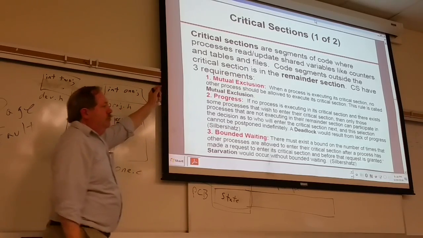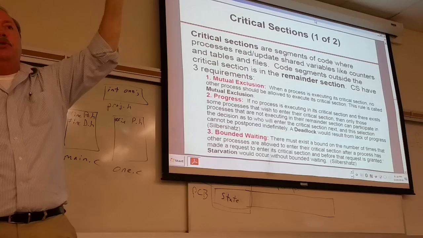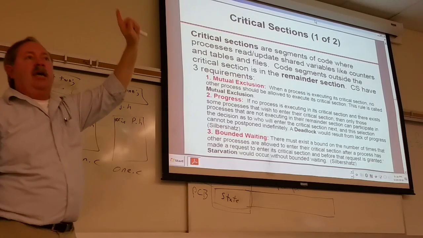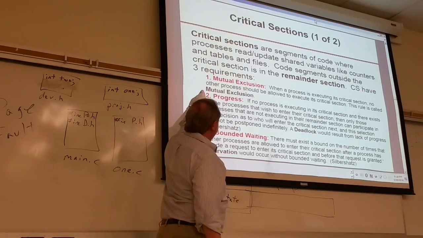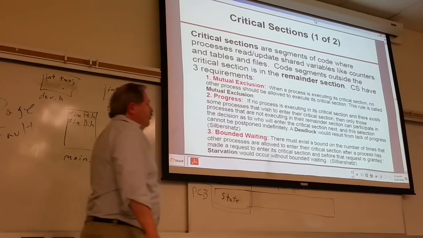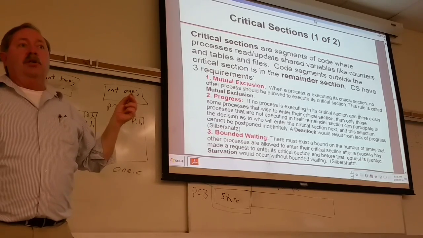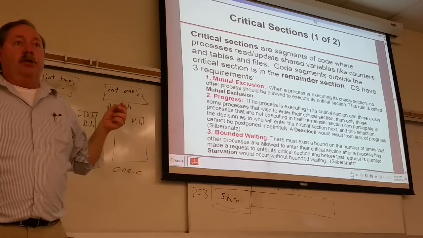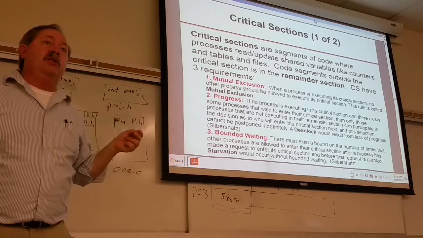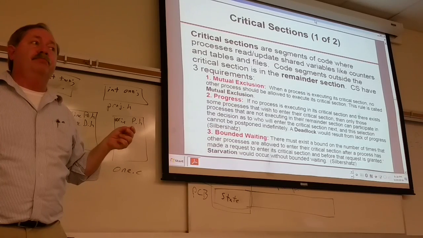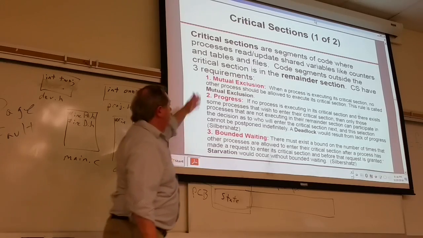Mutual exclusion. Mutual exclusion says that one process, and only one process, may be in its critical section at any given time. That's mutual exclusion. Progress. Progress says that if any process is waiting for the critical section, only the process that's in its critical section may decide who gets to run next.